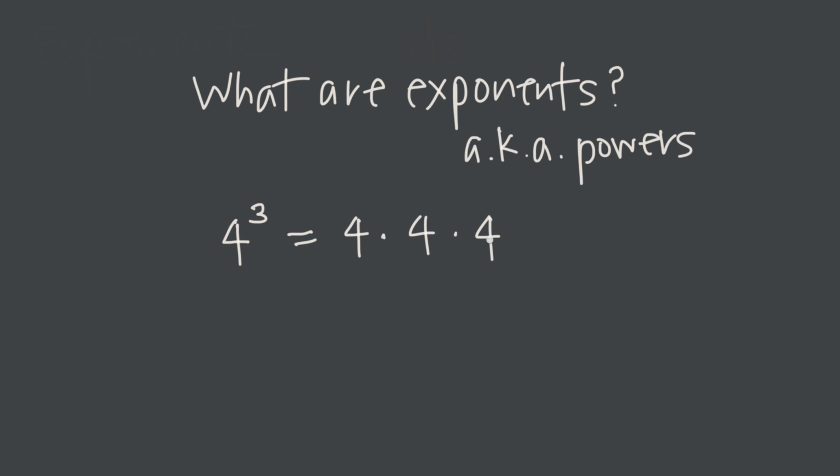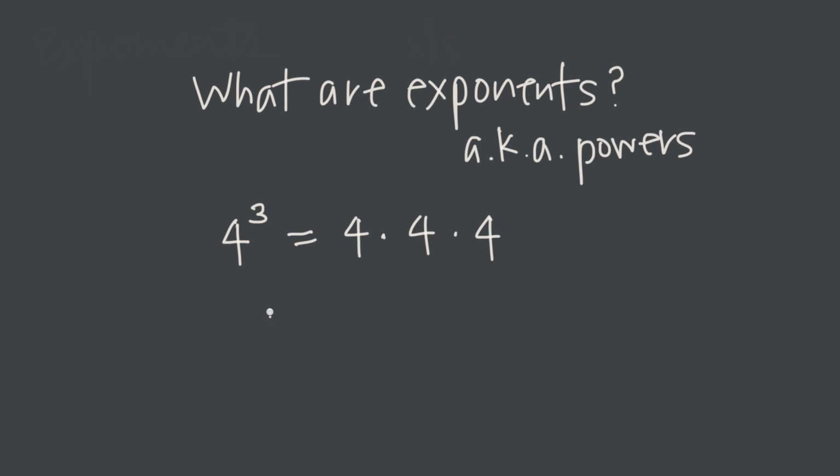So this is the same thing as 4 times 4 times 4, because we're multiplying 4 by itself 3 times. So the reason that we use exponents in math is because if we want this value, 4 times 4 times 4, it's a lot easier to write it as 4 to the third instead of writing out this whole thing, 4 times 4 times 4, every time.